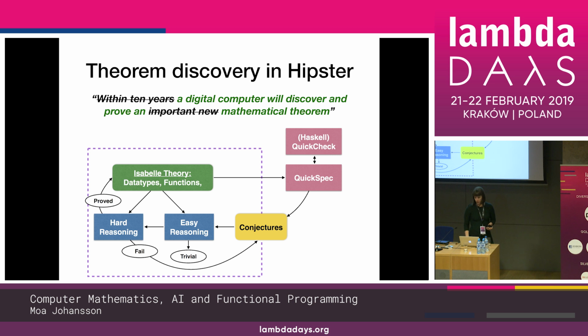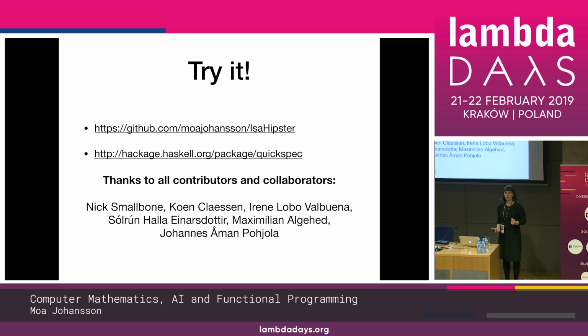OK. So these systems are available to try out. Hipster is available on GitHub. It requires you to have Isabelle installed. QuickCheck can be used as a standalone tool in Haskell. Then you get this kind of behavior that I showed at the end. So you get conjectures that are tested quite thoroughly, but they're not proved. But you can use it for your Haskell programs directly, which is very nice.